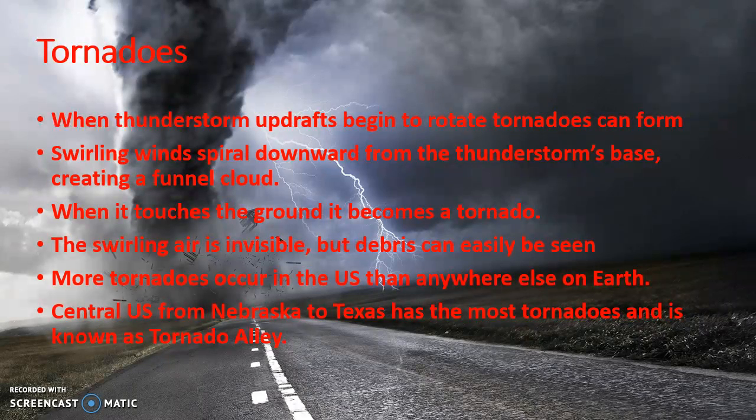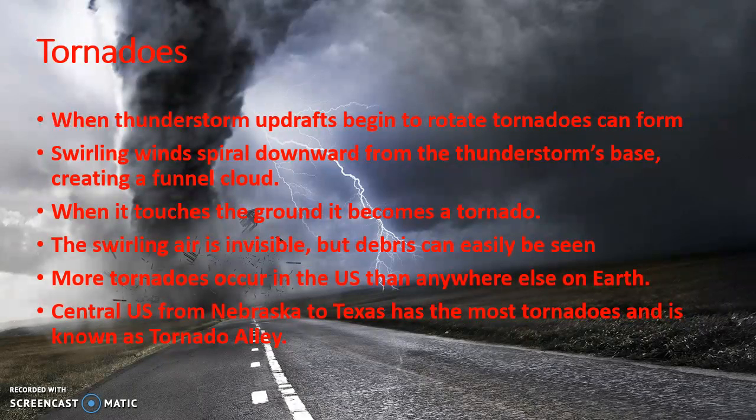When a thunderstorm updraft begins to rotate, that's when the tornadoes can form. So that's why sometimes you'll see that we get severe thunderstorm warnings and then you get a tornado warning or a tornado watch in your area, because the tornadoes do kind of spring up out of those thunderstorms. And that's also why you can get tornadoes in hurricanes.